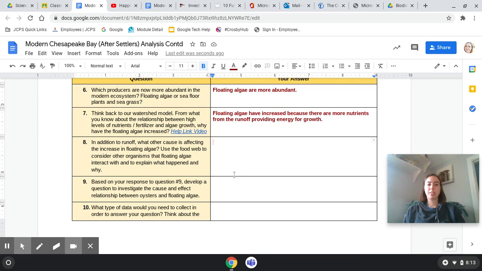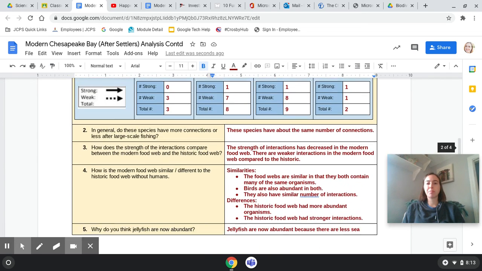We have 3 questions left. Question number 8 says, in addition to runoff, what other cause is affecting the increase in floating algae? Use the food web to consider other organisms that floating algae interact with and to explain what happened and why. So we need to look at our modern food web and see what else is causing there to be an abundance of floating algae.